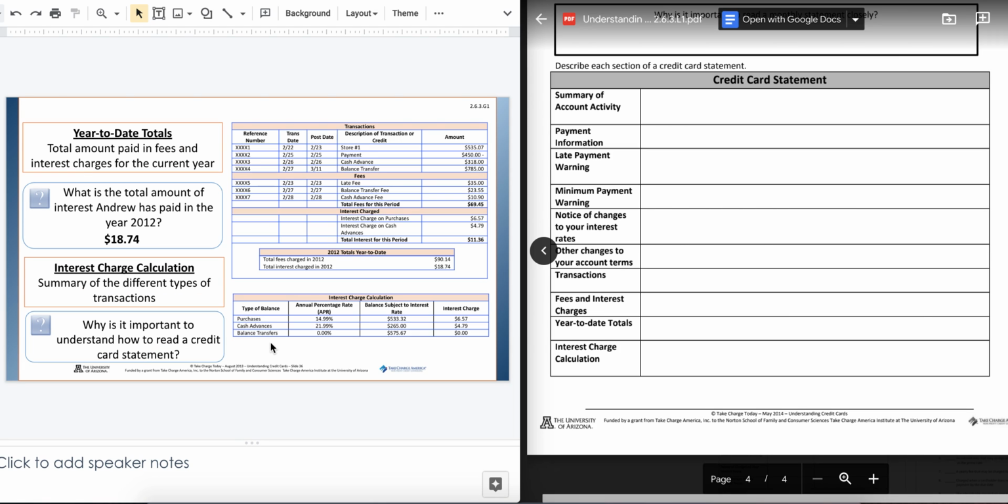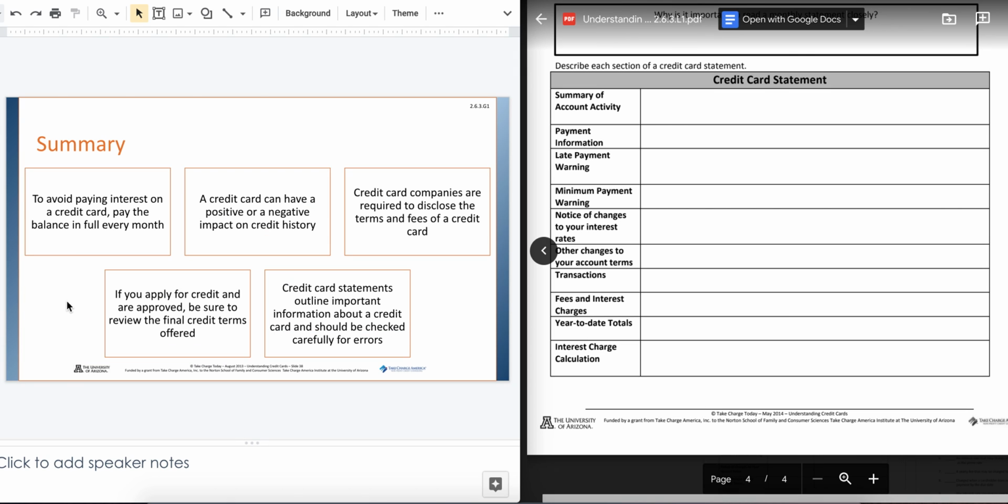And then the last sections, they're going to tell me my YTD totals, and we know that that means my year to date. So what are the total amount of fees that I have paid this entire year? It's going to show me how they calculated my interest and break that down into a chart as well. And that is really where we wrap up our bank statement. That gives us pretty much all of the information that we need to know for our credit statement.